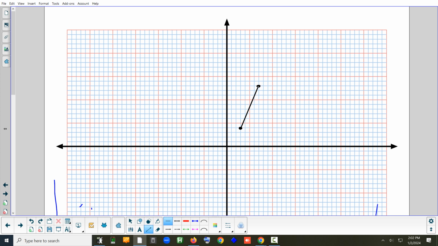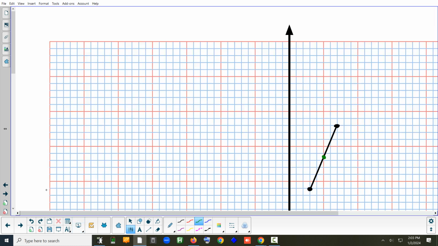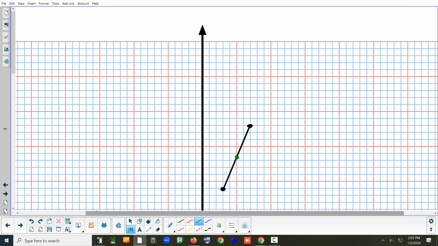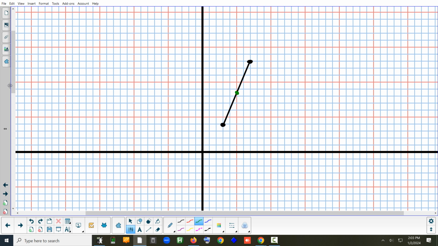And we just found the coordinate of the midpoint. And what was it? It was 5, 8.5. So 5 and then 6, 7, 8.5. Looks like it would be right about there. Looks perfect. It's probably a little hard to see, but all right.